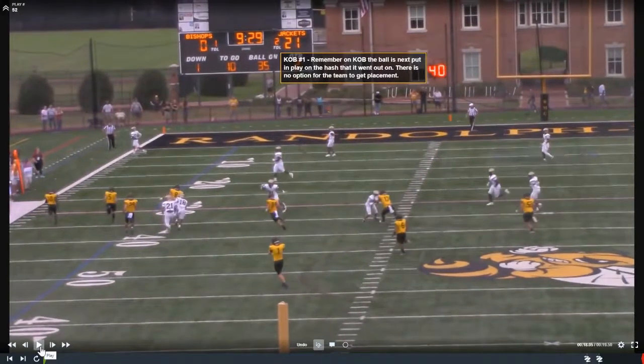It is important to remember that if R chooses to put the ball into play next, they do not have an option to place the ball between the hash marks. They have to have their first snap after the kickoff on the hash mark closest to where it went out of bounds.